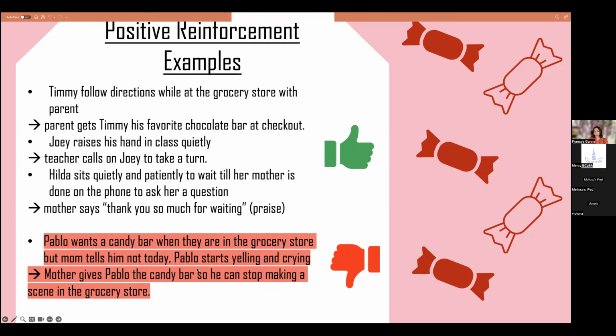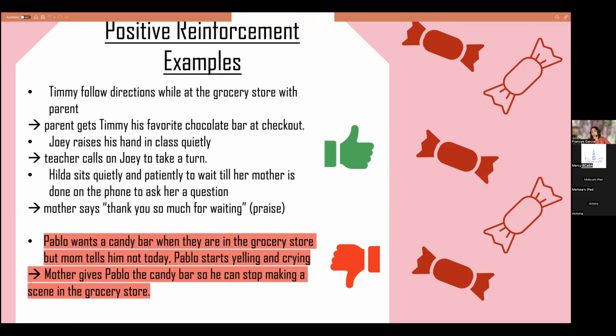This one that's highlighted in red wouldn't be a good form of positive reinforcement. So this goes back to when we had said that not all forms of positive reinforcement can lead to a good outcome. So for this example purposes is what that statement was made for. Pablo wants a candy bar when they are in the grocery store, but mom tells him not today. Pablo starts yelling and crying. As a result, for the mom to stop getting Pablo to continue to yell and cry, she proceeds to giving the candy bar so he can stop making a scene in the grocery store.